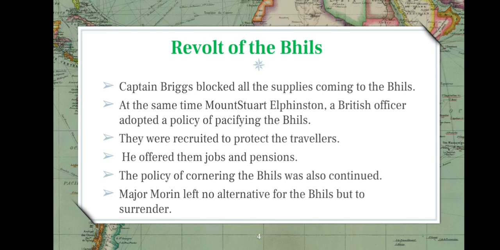Captain Briggs blocked all the supplies coming to the Bhils. At that time, Mount Stuart Elphinstone, a British officer, adopted a policy of pacifying the Bhils. They were recruited to protect the travellers. He offered them jobs and pensions. However, the policy of repression against the Bhils was also continued. Major Morin left no alternative for the Bhils but to surrender.